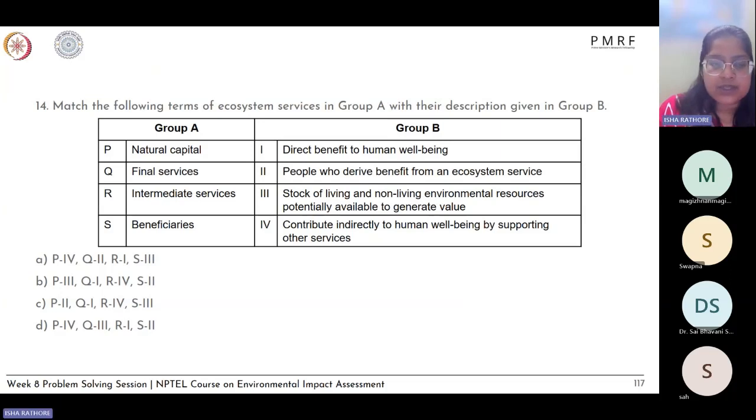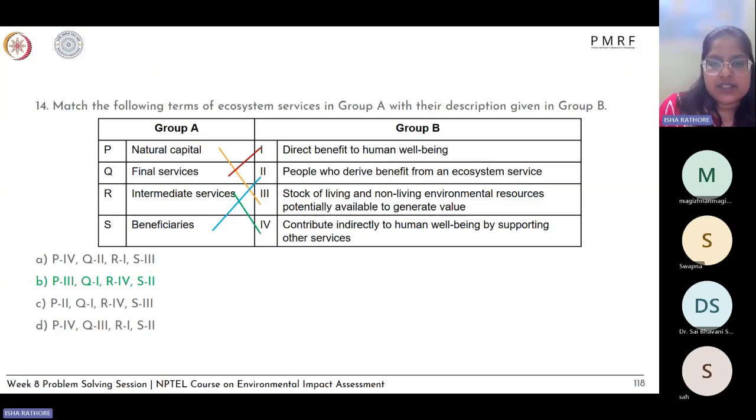I have another answer B. So the correct answer is B. So natural capital is the stock of living and non-living environmental resources potentially available to generate value. So P matches with 3. Then final services are direct benefit to human well-being. So Q matches with 1.